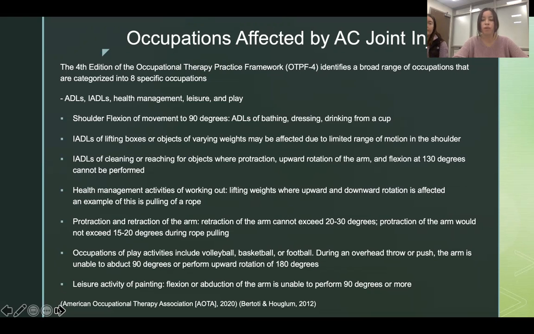And during an overhead throw or push, the arm is unable to abduct 90 degrees or perform upper rotation of 180 degrees. And then with leisure activities such as painting, flexion or abduction of the arm is unable to perform 90 degrees or more.